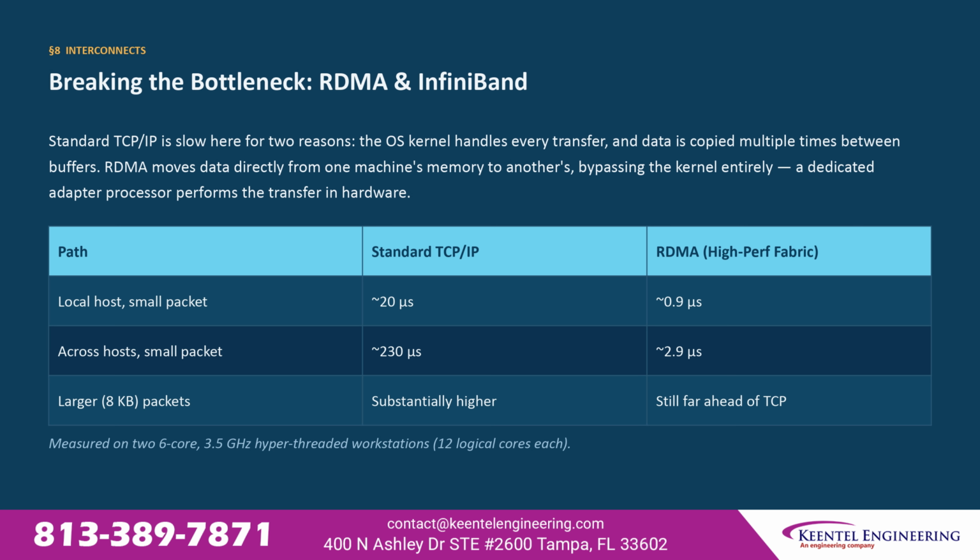Standard TCP/IP is slow here for two structural reasons. The OS kernel handles every transfer, and data is copied multiple times between buffers. Remote direct memory access, RDMA, eliminates both. It moves data directly from one machine's memory to another's, bypassing the kernel entirely, with a dedicated adapter processor performing the transfer in hardware. The numbers show the difference.